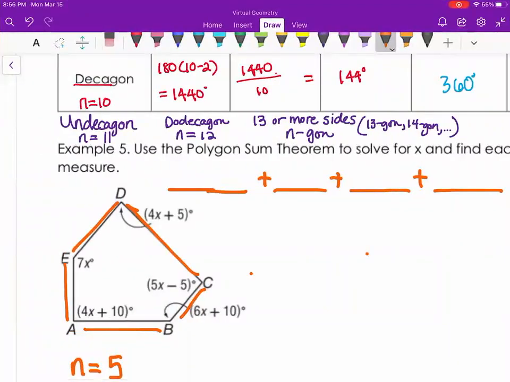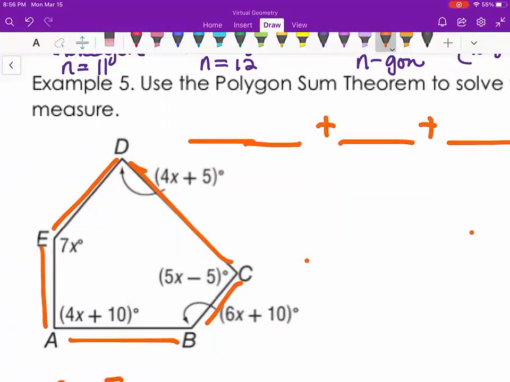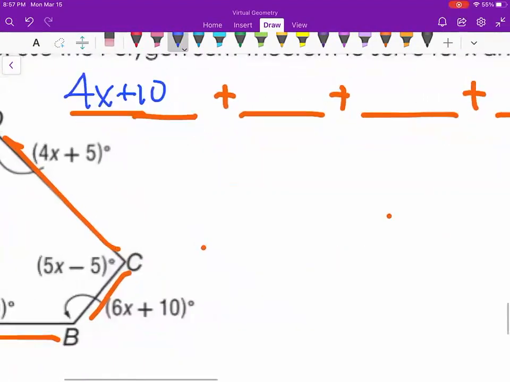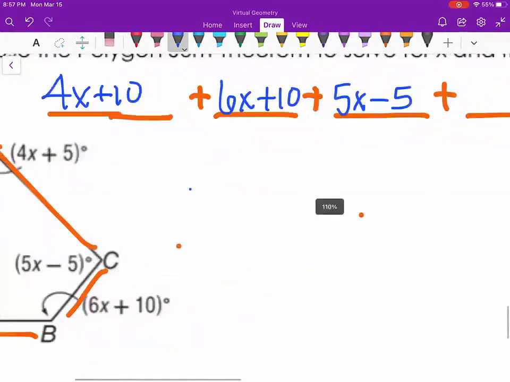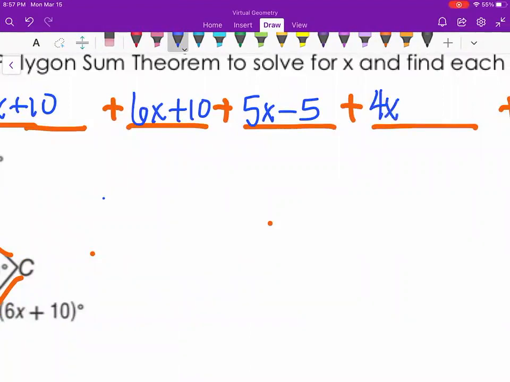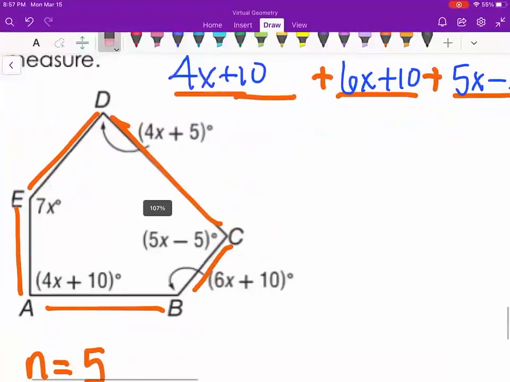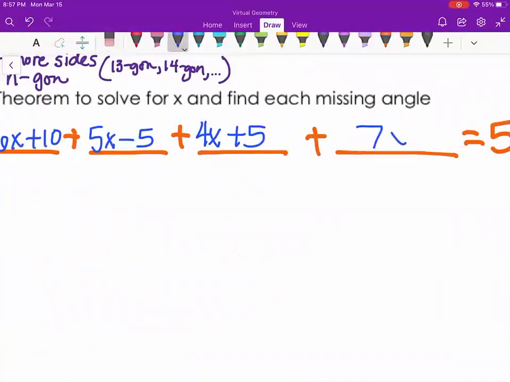It doesn't matter exactly where we start, but let's start at A, 4x plus 10. All right, if I look at B, 6x plus 10. Then we have C, 5x minus 5. D, 4x plus 5. And then our last one, E of 7x. So we have one long algebra problem here.